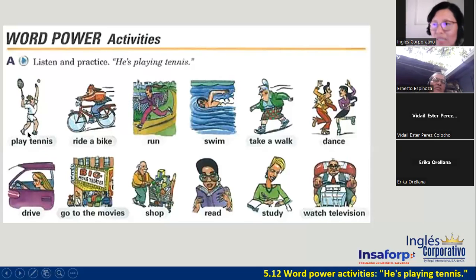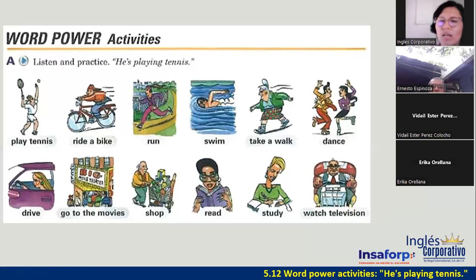Una vez más. Play tennis, ride a bike, run, swim, take a walk, dance, drive, go to the movies, shop, read, study, and watch television, right? And also we can include more.